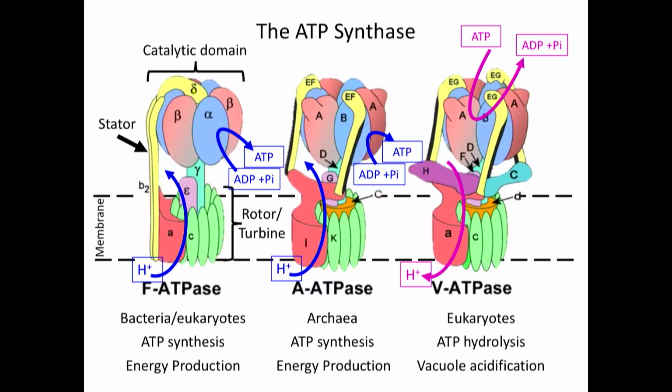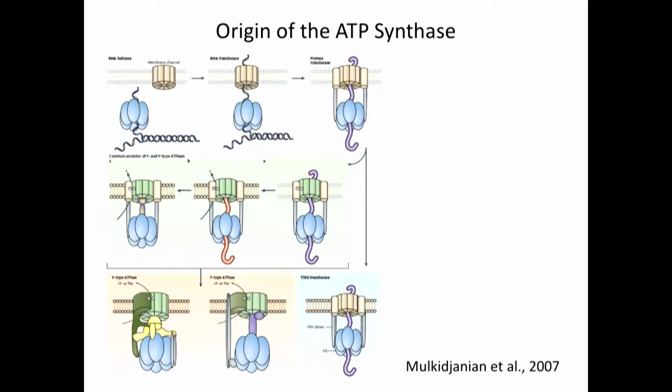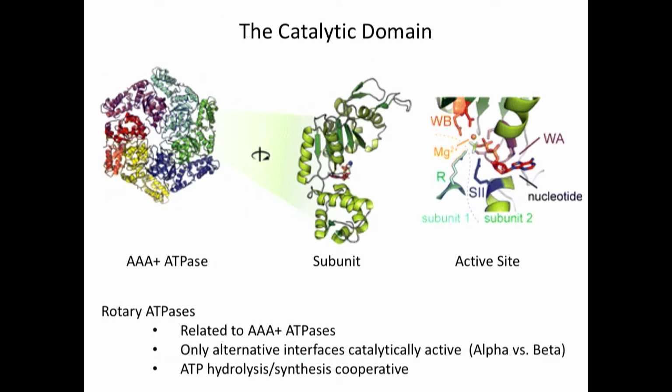Nature never makes anything fresh. So it is thought that the ATP synthase has come from an RNA helicase, which is involved in the translation of RNA into protein, and a proton input channel. These are held together by two stators, and this is how it evolved into the ATP synthase. The reason it's thought so is that the catalytic domain of the ATP synthase originates from a family called the AAA plus ATPase family.